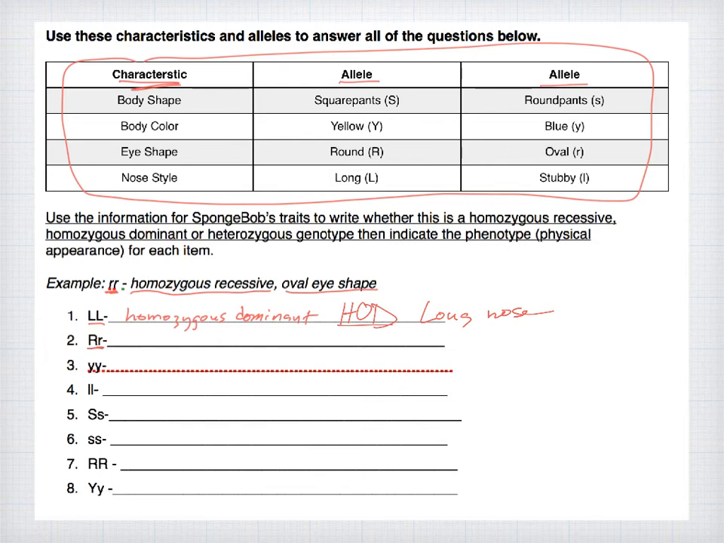Next guy. What is this guy? Okay, this is one uppercase and one lowercase, so that would be heterozygous. So R deals with the eye shape. We have one dominant and one recessive, so it's going to take on the dominant. So this would be round eye shape.